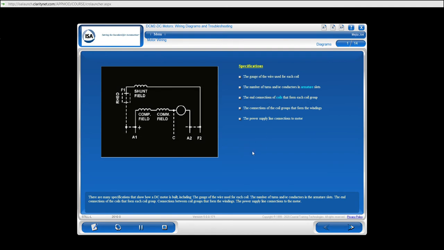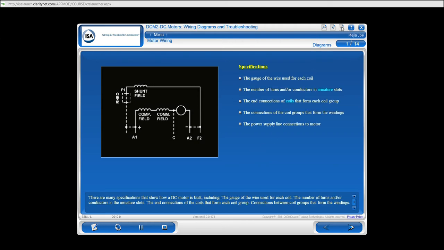There are many specifications that show how a DC motor is built, including the gauge of the wire used for each coil, the number of turns and/or conductors in the armature slots, the end connections of the coils that form each coil group, connections between coil groups that form the windings, and the power supply line connections to the motor.